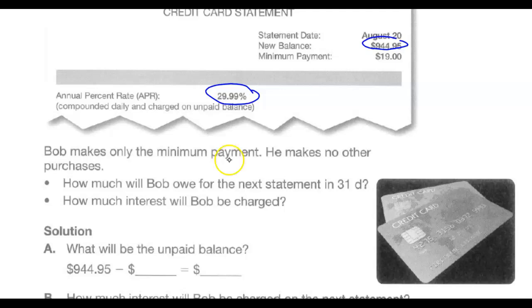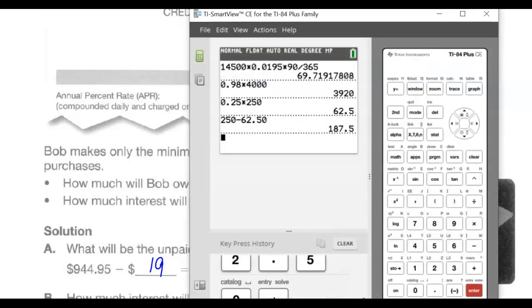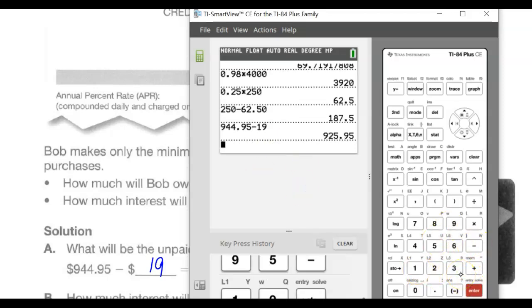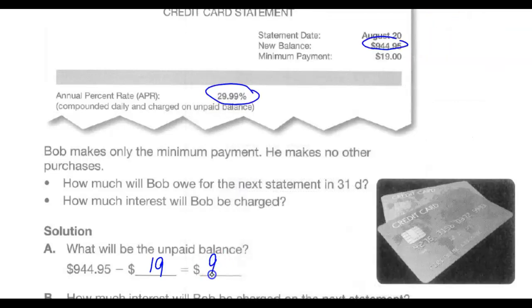So Bob makes only the minimum payment, makes no other purchases. How much will Bob owe for the next statement in 31 days? So basically, we take off the 19 because he is paying that minimum payment. So $944.95 minus the 19 is $925.95.